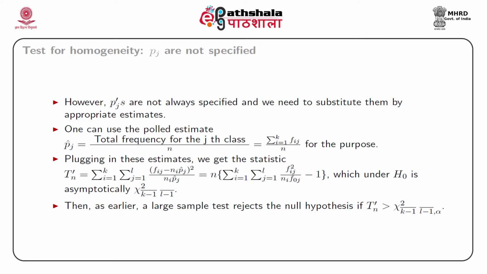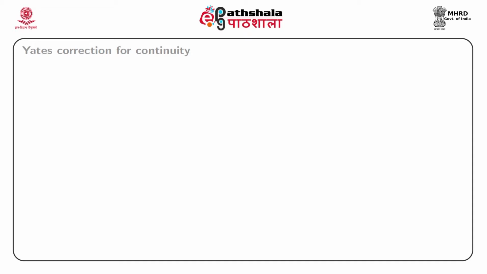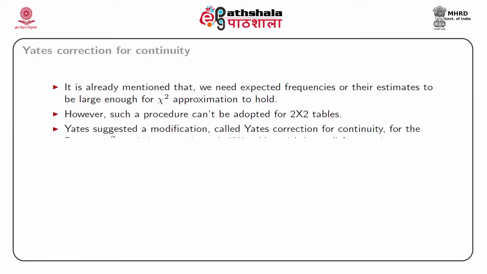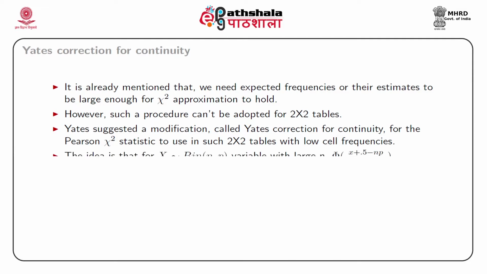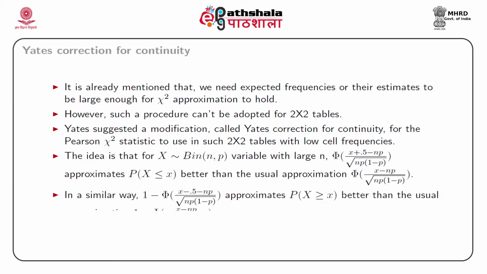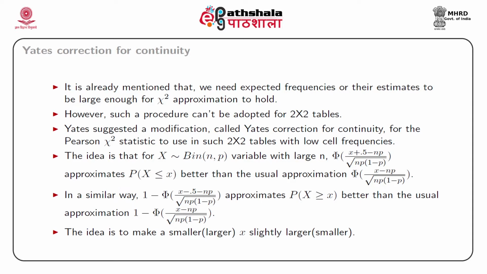Next, we pass on to some interesting fact related to testing for 2x2 tables. This is known as Yates correction for continuity. So we have already mentioned that we need expected frequencies or their estimates to be large enough for chi-square approximation to hold. It is recommended to combine the low frequency classes into a class with frequency exceeding 5. However, such a procedure cannot be adopted for 2x2 tables. So Yates suggested a modification called Yates correction for continuity for the Pearson chi-square statistic, and which has to be used in 2x2 tables with low cell frequencies.